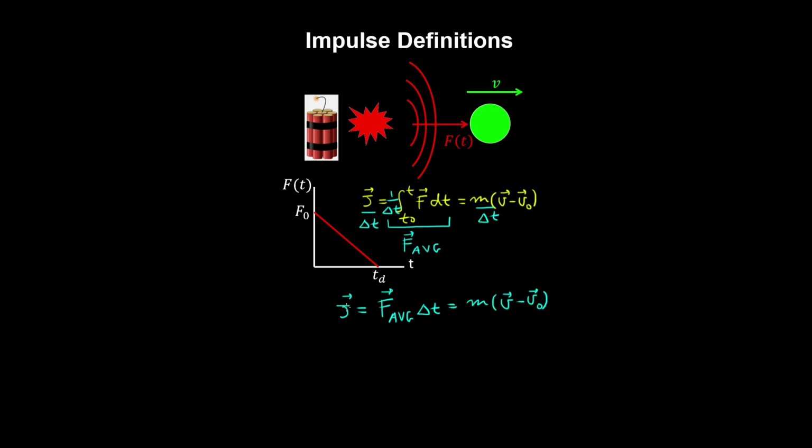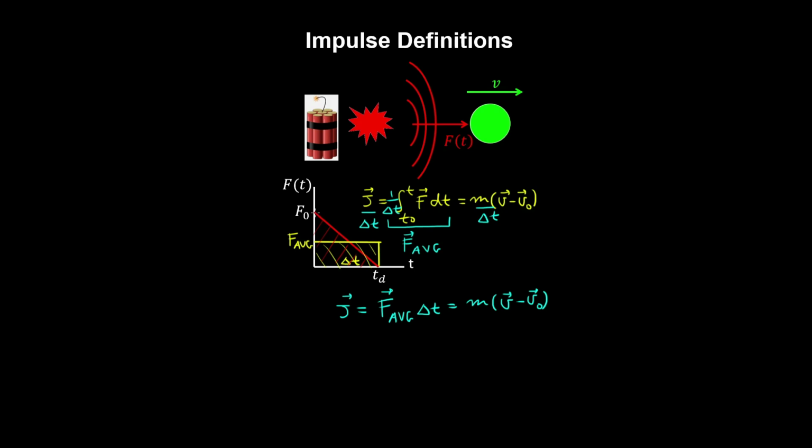So therefore this defines an equivalent impulse where the area under the curve given by the average force by delta t is equal to the area under the curve given by our original impulse. So therefore the impulses are equivalent.